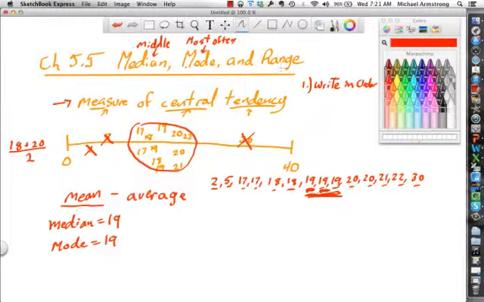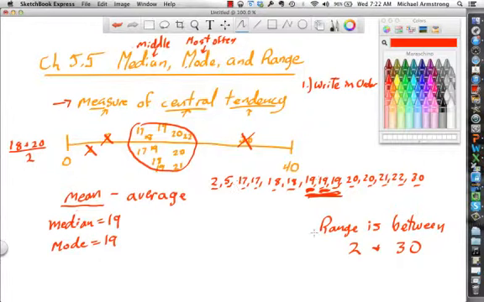Now the range isn't really a measure of central tendency, but it does give us important information. The range is just where do our numbers spread? We don't have from 1 to 1,000,000 here. We only have from 2 to 30. So our numbers spread in a range of between 2 and 30. So the range is between 2 and 30. But that's our smallest to our biggest.